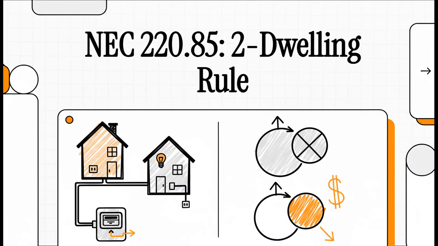All right, let's dive right in. Today we're talking about a really powerful, but honestly, often overlooked section of the National Electrical Code. This is one of those little gems that could save you a ton of time, materials, and yeah, money on your next duplex project. We're breaking down NEC 220.85, the two-dwelling unit rule.